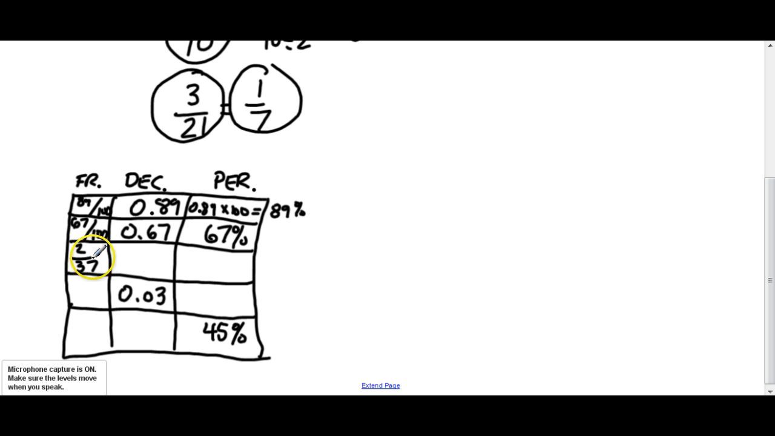So let's look at 2/37. Well, the best thing to do is to just divide the numerator by the denominator, 2 divided by 37. If you go to your calculator and take 2 divided by 37 and hit equals, you get an answer of 0.05. Okay? And then how do we go from a decimal to a percent? We just multiply it by 100, and we end up with 0.05 times 100, we get 5%.